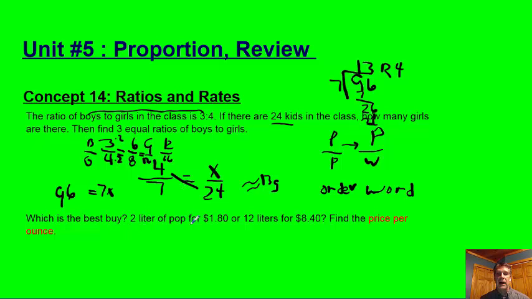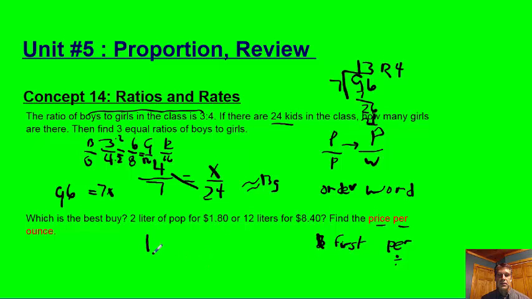Which is the best buy? A 2-liter pop for $1.80 or a 12-liter for $8.40? Now you can use your calculator on the test. So remember, money always goes first. You always want to put the money first, and I want to find the best buy. So I want to find the price per, and remember, per means to what? Yep, you remember, per means to divide. So they tell you right here how to do the problem. Take the money divided by the liters. Just remember, money always goes first.